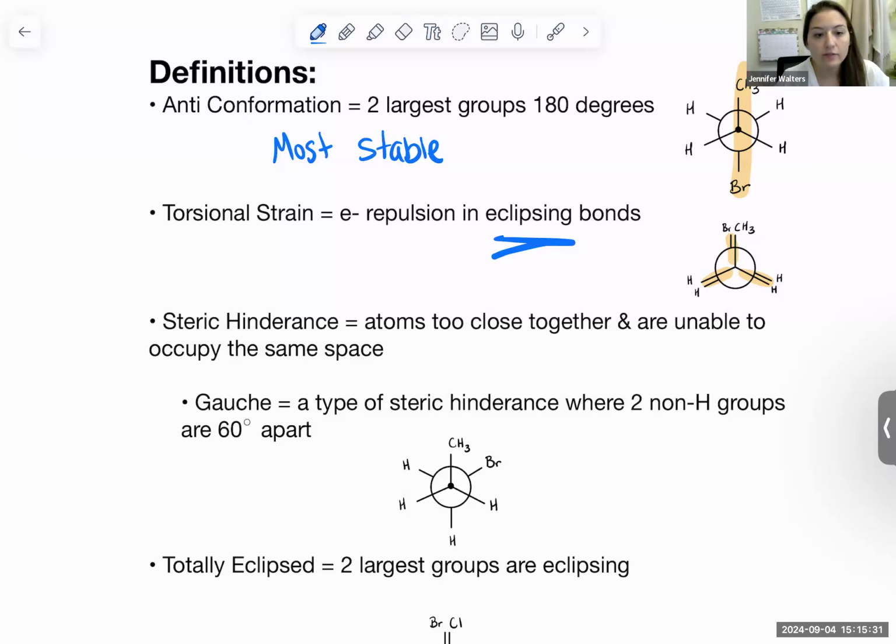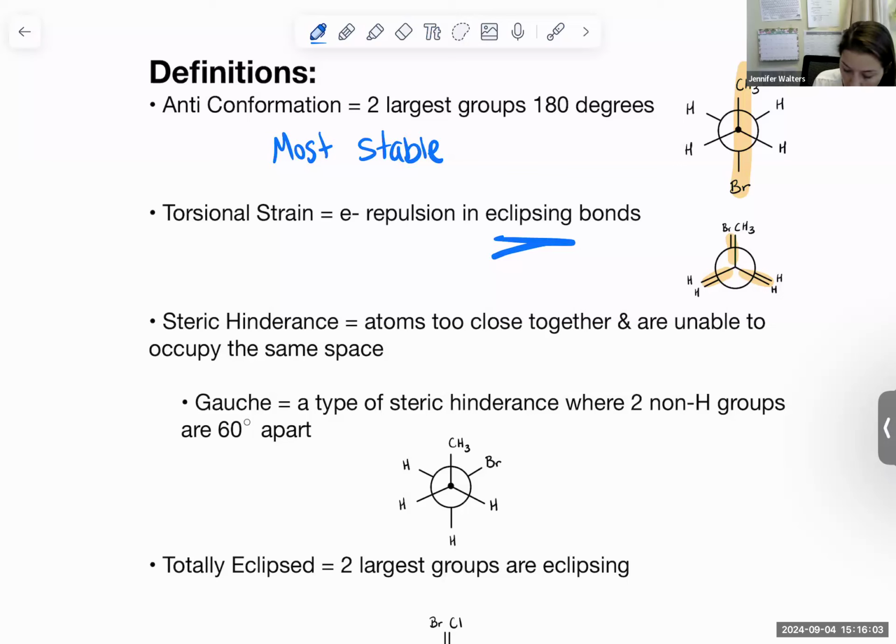We then have steric hindrance. Steric hindrance can occur in our staggered and eclipsed conformations. Sterics is essentially atoms that are too close together. They're bumping into each other. They are unable to occupy the same space, so they bump and they're trying to get away from each other. That is sterics. It is high energy because they're too close. In the staggered conformation, it is called a gauche interaction. So the steric interaction is specifically a gauche interaction when you are staggered.